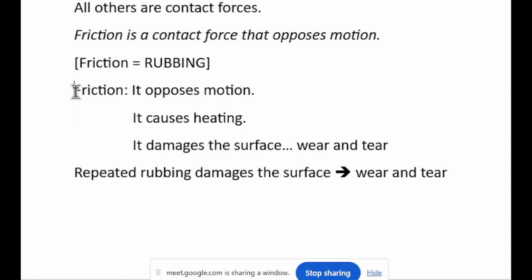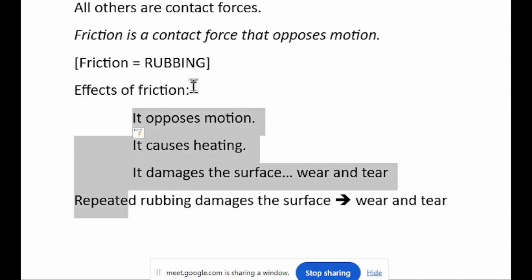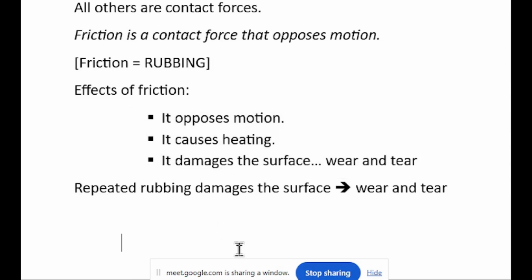So actually what we did was effects of friction. Effects of friction: 1, it opposes motion. Second, these 3 we will call the effects of friction. Friction results in stopping the motion or preventing motion, opposing motion, heating effect. The heating effect, the thing will become very hot, and it damages the surface, wear and tear.